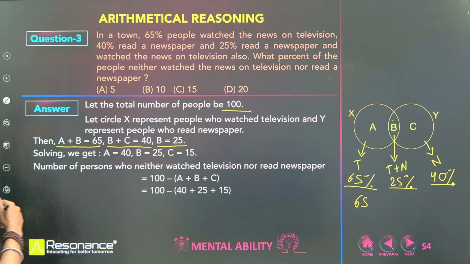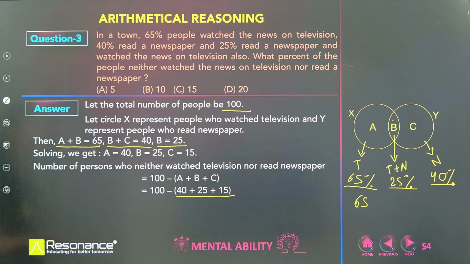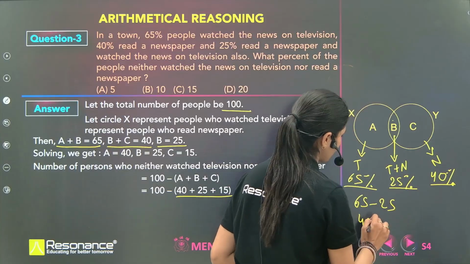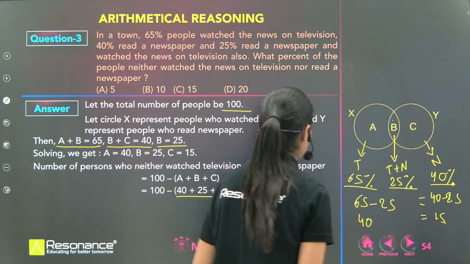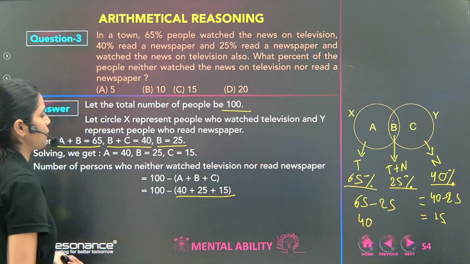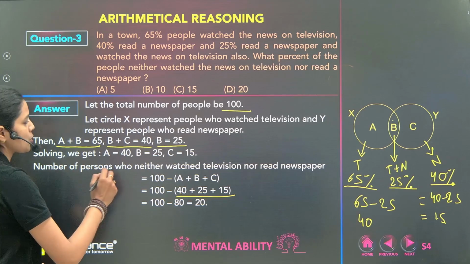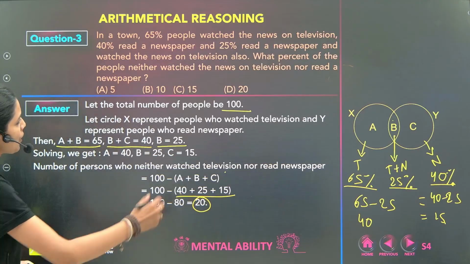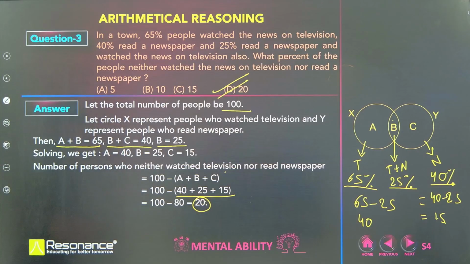Can you see, this is 40 plus 25 plus 15. How did we find that? 65 minus 25 is 40, and 40 minus 25 is 15. This is how we got 15, 40 and 25. Now, subtracting the total from 100, we get 20. The number of persons who neither watch television nor read the newspaper is 20. So that is the option we need to give.